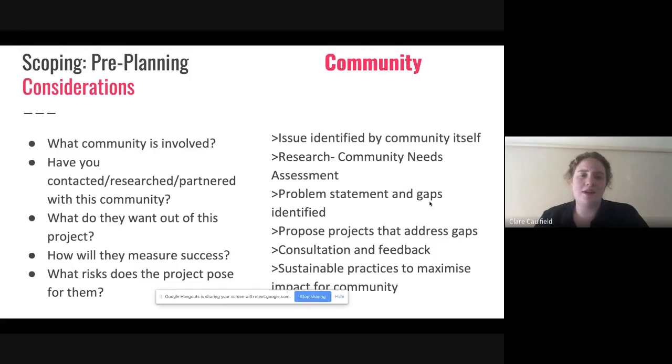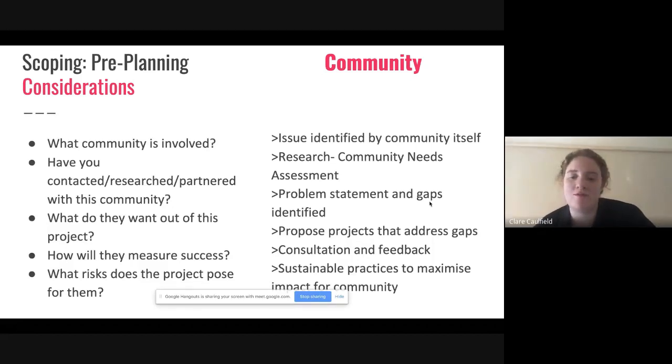So if we're going to put the community first, let's consider the community considerations in the scoping step. So if we're thinking about any kind of project we want to do, what community are we hoping to help? What community is involved? And have we contacted them? Have we found out more information about the problem in that community? And have we considered partnering with that community? What does that community want out of the project? And how are they going to measure their success? And what risks does our project idea pose to them?